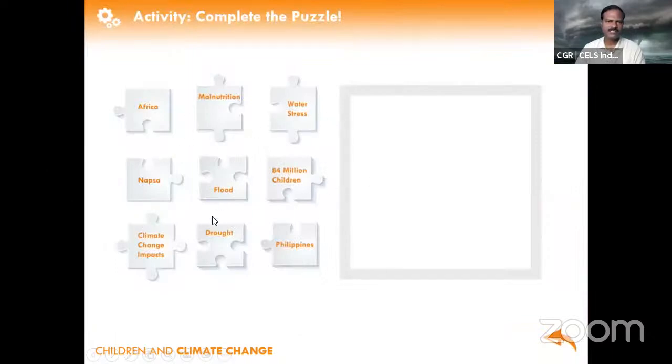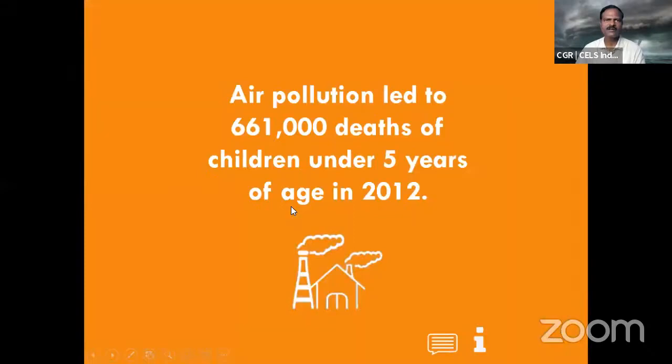Here is a jigsaw puzzle they have given, just to put things together and show how things are related to one another. Air pollution led to 661,000 deaths of children under 5 years of age in 2012 alone. See, COVID, which attracted so much attention globally, so many deaths may not be occurring, but there are deaths due to factors like air pollution, water pollution, waterborne diseases and malnutrition.